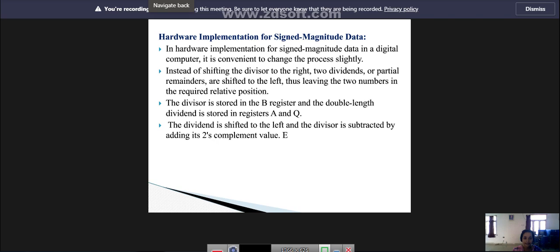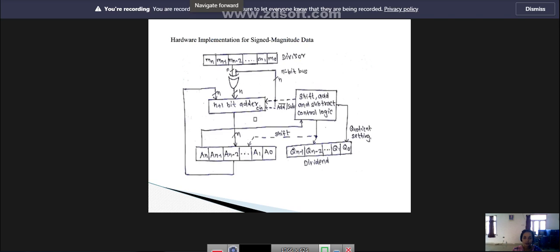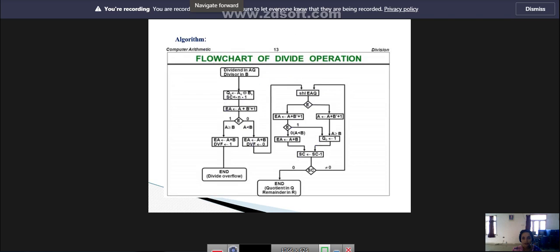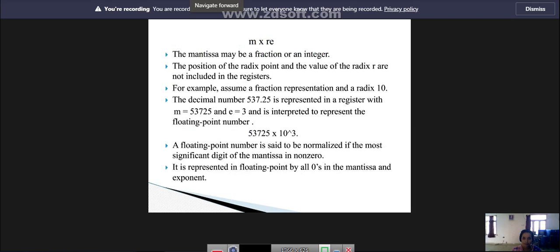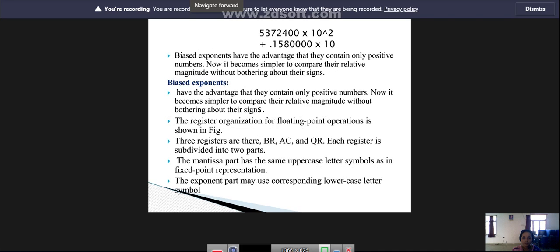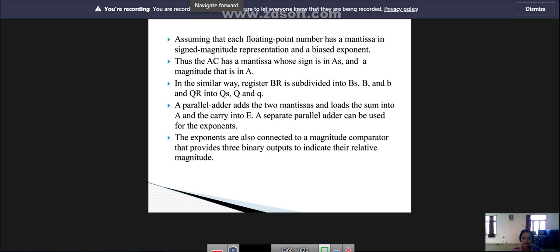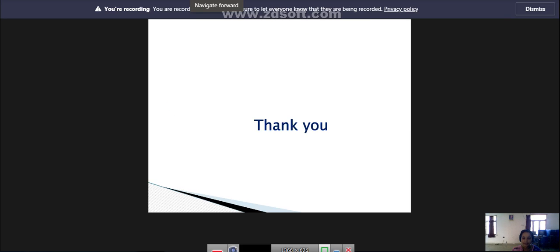Next, coming to hardware implementation for sign magnitude data. This topic will be discussed in the next class. The algorithm and floating point arithmetic operations, their explanation and diagram, will all be discussed in the next video class.